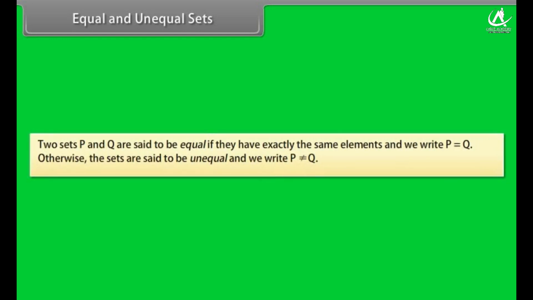Equal and unequal sets. Two sets P and Q are said to be equal if they have exactly the same elements, and we write P is equal to Q. Otherwise, the sets are said to be unequal, and we write P is not equal to Q.